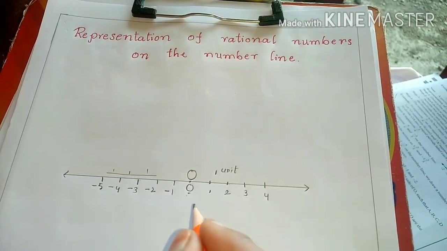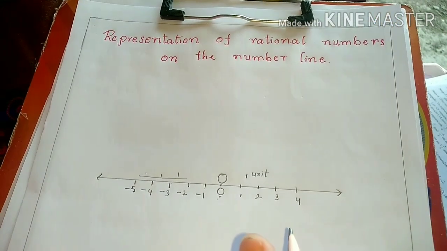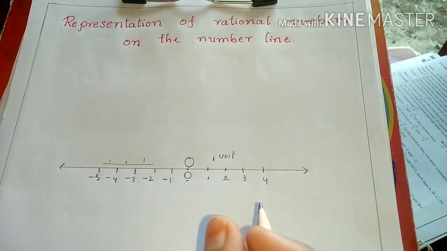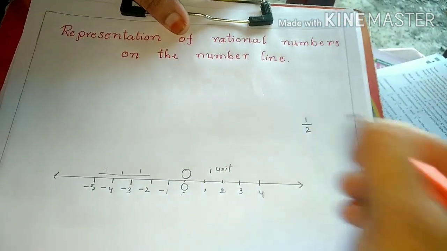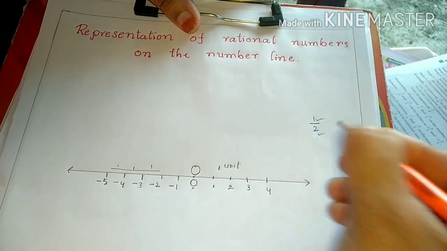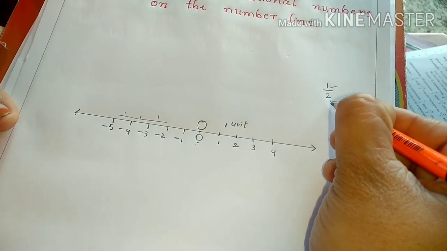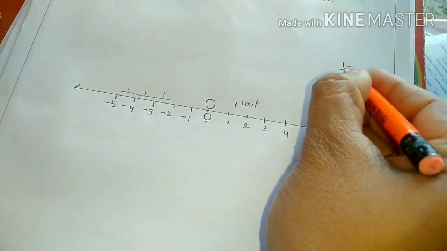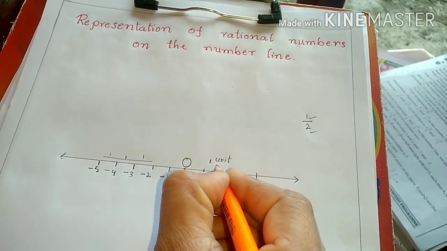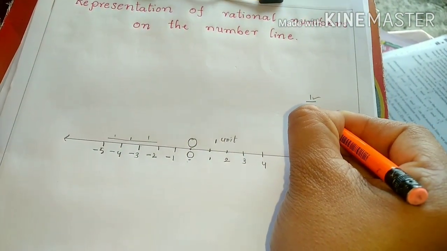Divide the unit into equal parts such that the number of parts is equal to the denominator of the rational number. For example, take the rational number 1/2. It has a numerator and a denominator. Okay children, the denominator decides how many equal parts you divide the unit into, that is, the distance between the numbers.